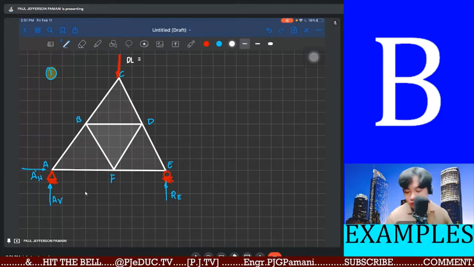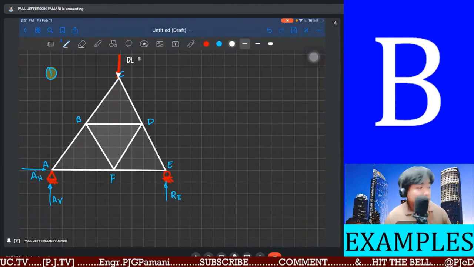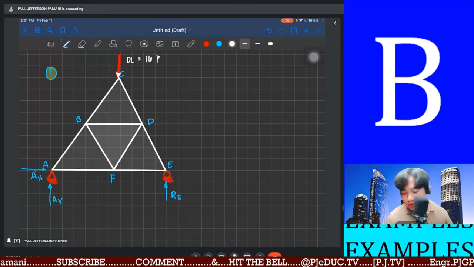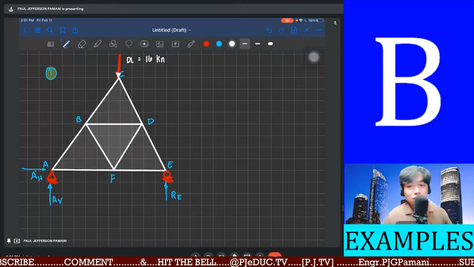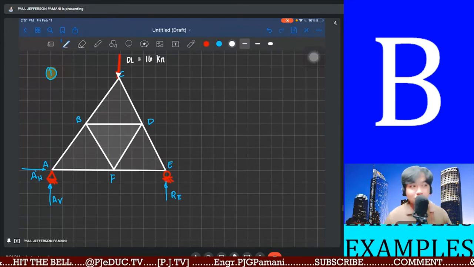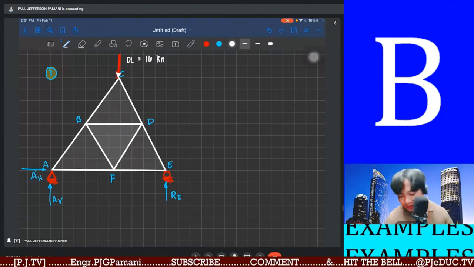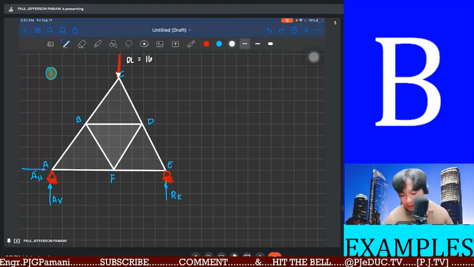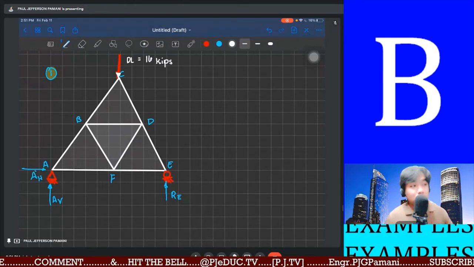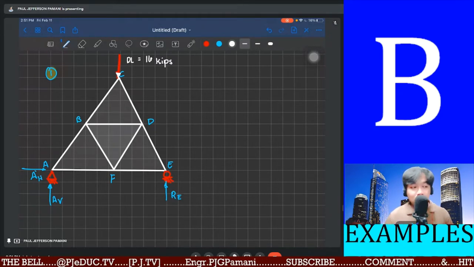Anong value? KN, ano po? 16 po, sir. KN. 16 kilonewton? Sure ka? Kilonewton na? Ayaw mong gumamit ng ibang unit? Para maiba naman. Pwede bang kips, sir? Sige, kips. Kilopound force.